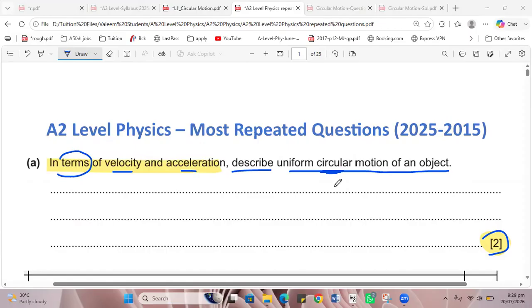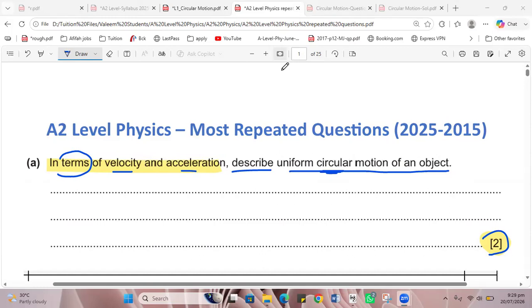The velocity changes continuously because its direction changes, even though the speed is constant, and the acceleration is always directed towards the center of the circle. Acceleration is always towards the center of the circle, and velocity is always changing because of its direction. Both points are correct, absolutely.